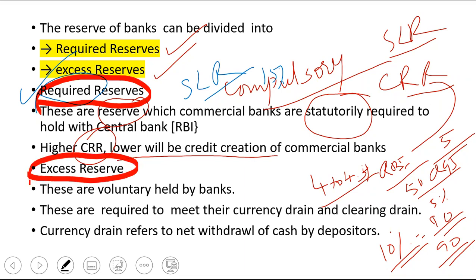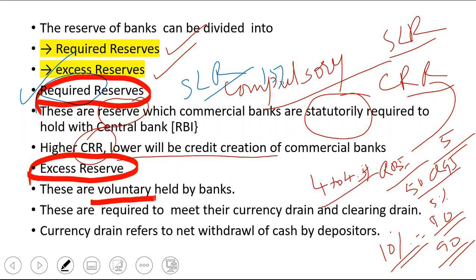Now there is excess reserve. Children, what do you mean by excess reserve? This is the first point. This is purely voluntary in character. What do you mean by voluntary? Commercial bank को normal compulsory reserve के ऊपर भी जो amount रखना चाहिए वो रख सकता है. That is known as voluntary reserve.